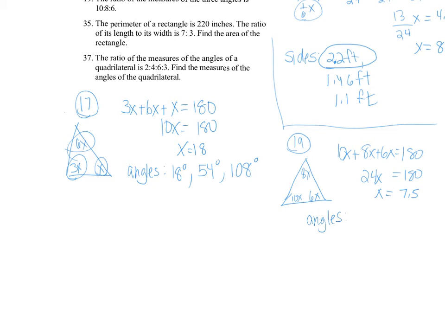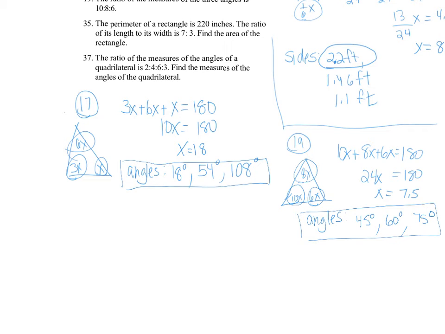So 6 times x, and x is 7.5, that's going to give me 45 degrees. And 8 times x, and x is 7.5, that is going to give me 60. And then 10 times 7.5, and that is going to give me 75 degrees. And so those two problems are very similar. Number 17 and number 19 wanted us to find those three angles.